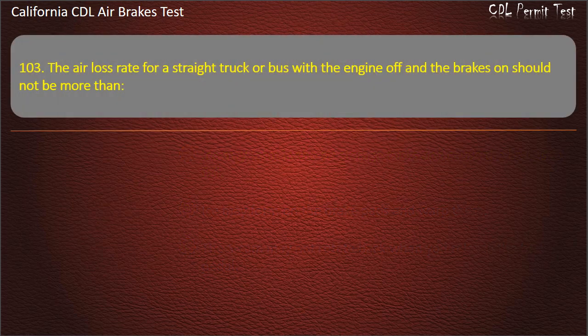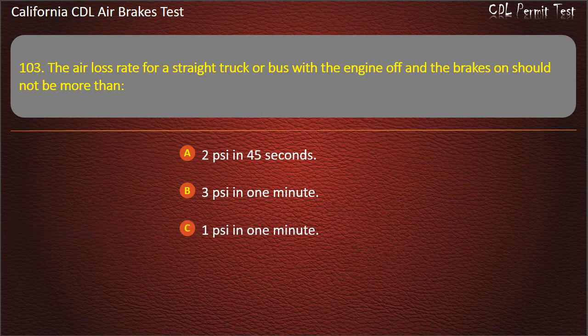Question 103. The air loss rate for a straight truck or bus with the engine off and the brakes on should not be more than: 2 pounds per square inch in 45 seconds, 3 pounds per square inch in 1 minute, 1 pound per square inch in 1 minute. Answer. 3 pounds per square inch in 1 minute.